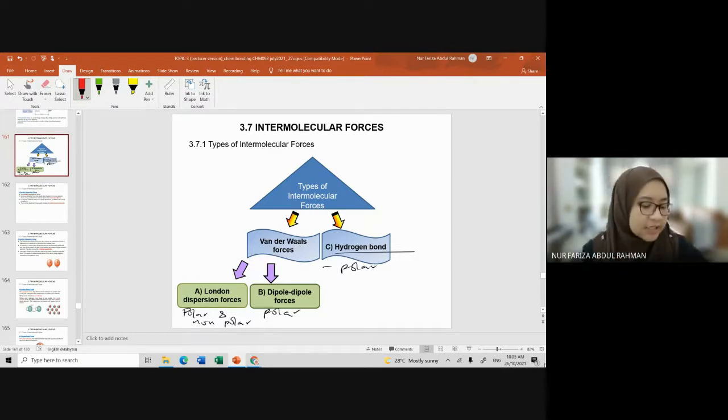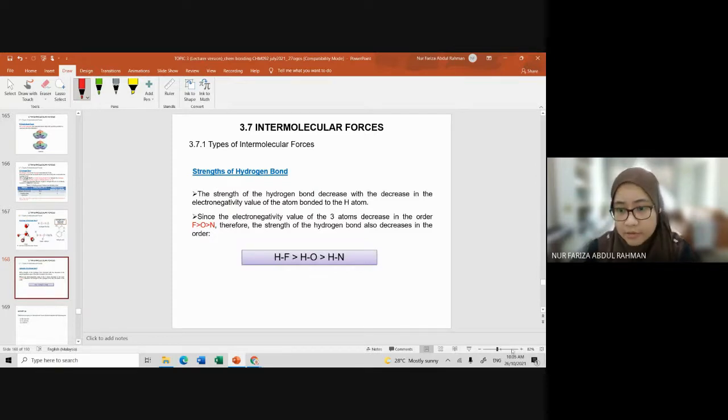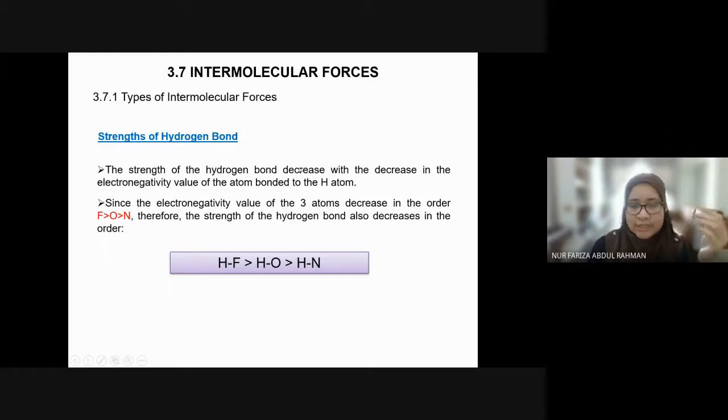Those are the things that we have learned in yesterday's lecture. Moving on, strength of hydrogen bond. The strength of the hydrogen bond decreases with the decrease in the electronegativity value of the atom bonded to the hydrogen atom. As I mentioned yesterday, fluorine, oxygen, and nitrogen are the most electronegative atoms in the periodic table, with fluorine being the most electronegative, followed by oxygen, and lastly nitrogen. The reason the hydrogen bond is considered the strongest is that hydrogen is the most electropositive in the periodic table, and it is attracted to any of these three most electronegative atoms.